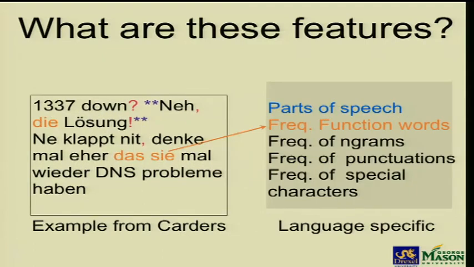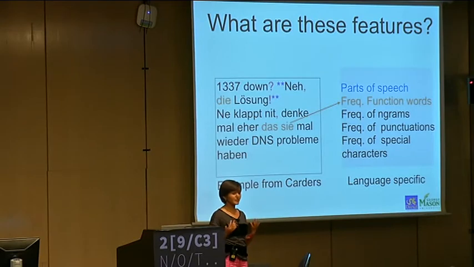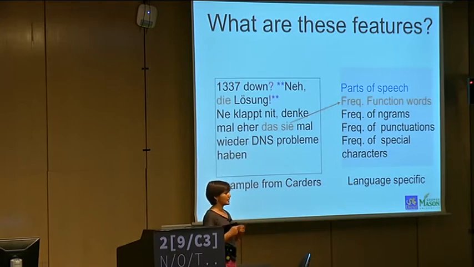We also had a language specific feature set. So on top of the language independent feature set, we added function words, the frequency of different function words. Function words are the words that are not content words. For example, in English, function words would be the prepositions and articles. And we also added part-of-speech tags for each language. We had a different part-of-speech tagger for English, German, and Russian.